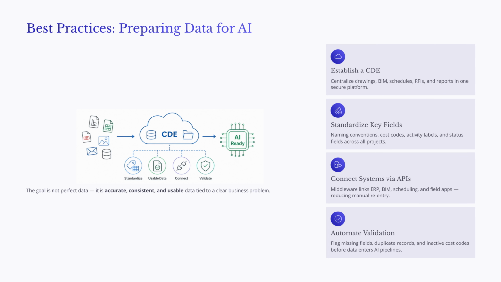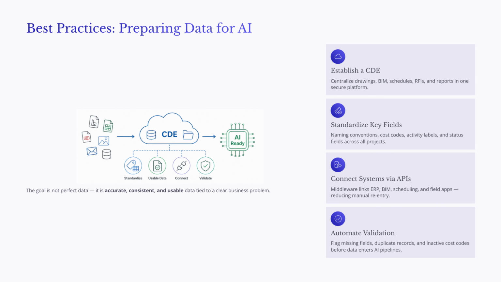The third best practice is to connect systems through API and middleware. AI works better when ERP systems, BIM platforms, scheduling tools, field applications, and analytics engines can communicate with one another. These connections reduce manual re-entry and help AI tools work with current project information.